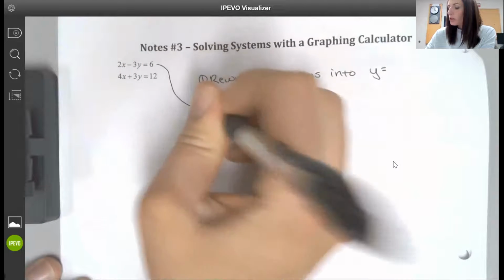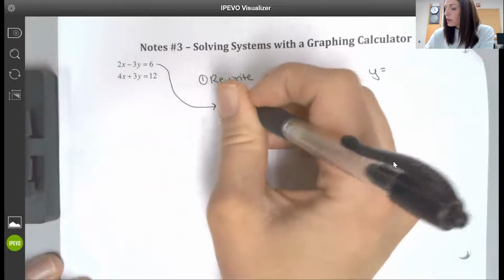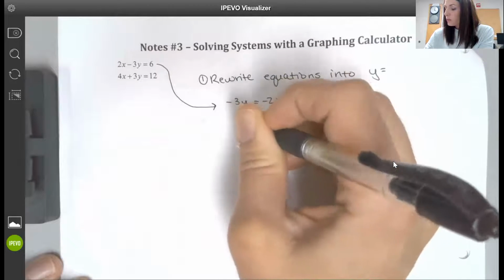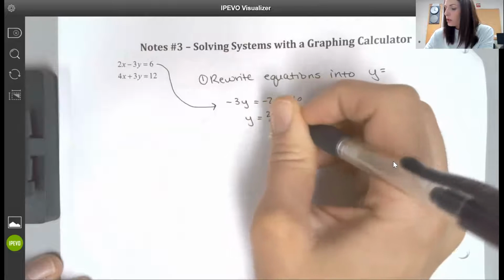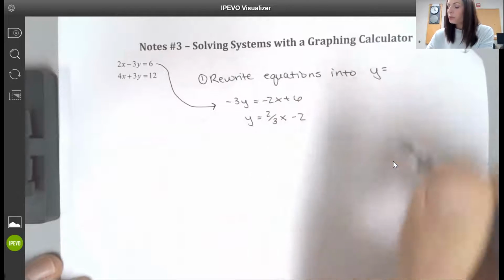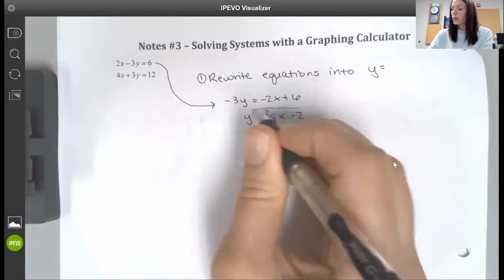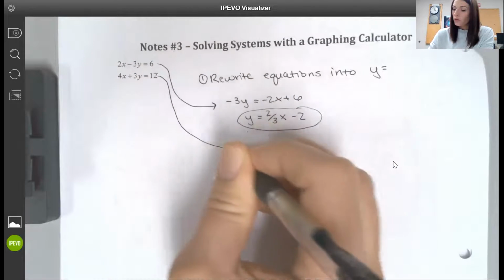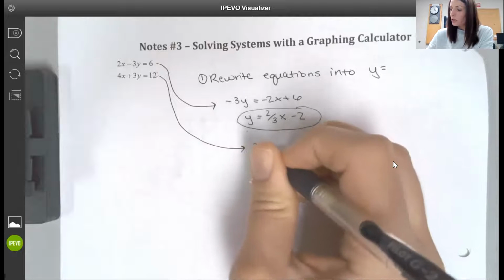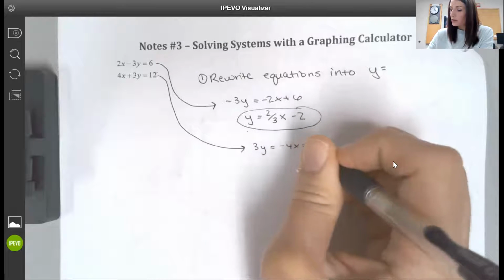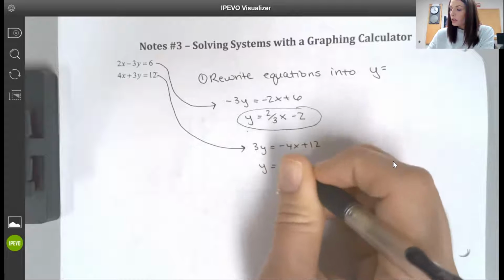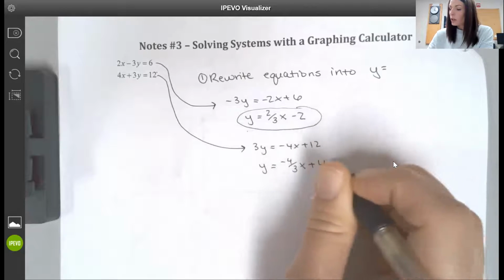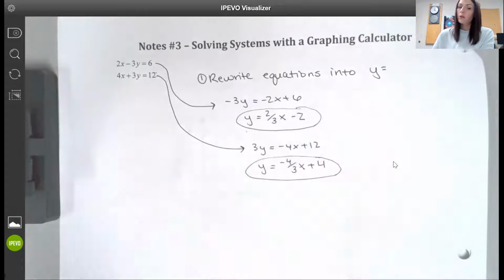So my first equation, rewriting in y equals: 3y equals negative 2x plus 6, and y equals negative 2/3 x plus 2. Okay, so here's the first line I'm going to use. My second equation, rewriting in y equals: 3y equals negative 4x plus 12, and y equals negative 4/3 x plus 4. Here's my other equation.